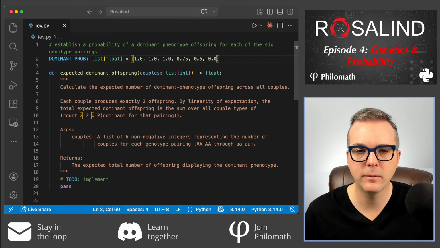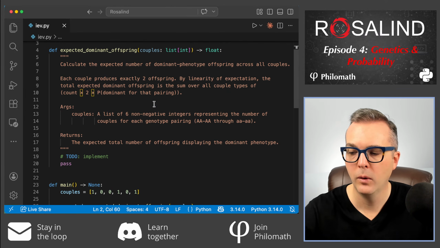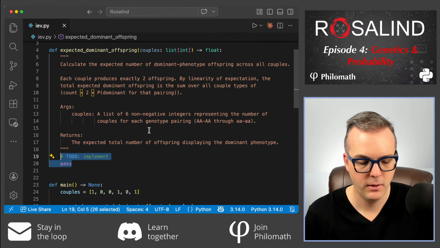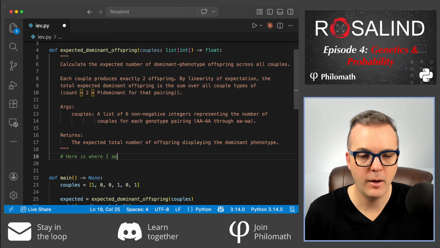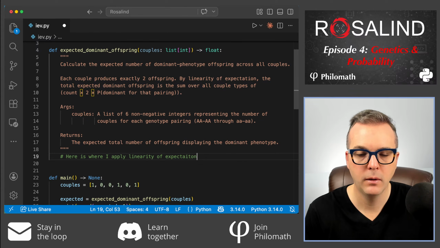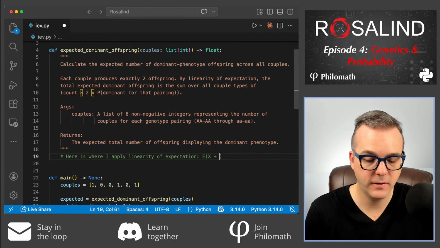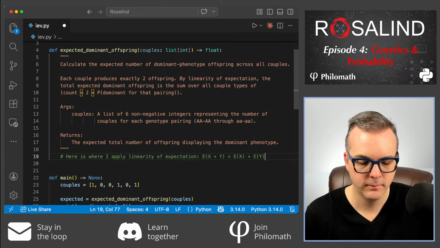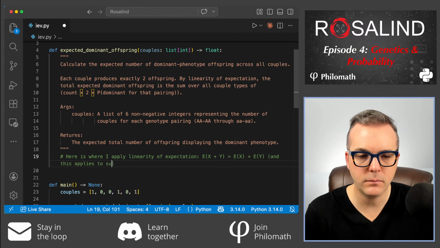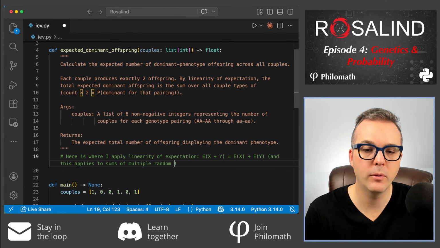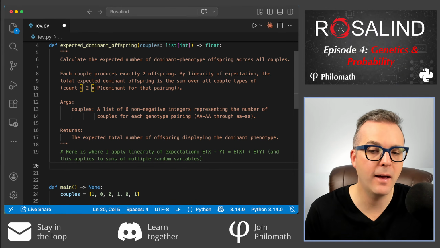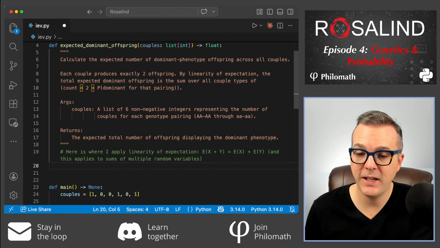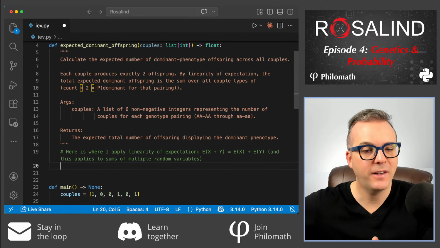That means I don't have to consider doing 6 computations individually. I'm just going to do them all at once. So when I compute the total, here is where I apply the linearity of expectation, which tells us that the expected value of a sum is equal to the expected value of x plus the expected value of y. And this applies to sums of multiple random variables too. I just am not writing it out for the case that we have, which is what's the expected number of offspring that have this dominant trait that you are going to see where the sum is over 6 different possibilities.